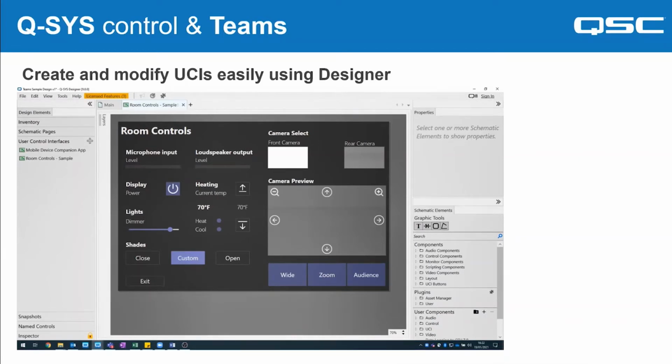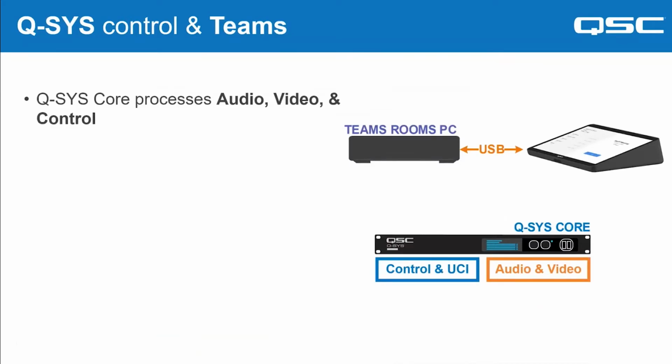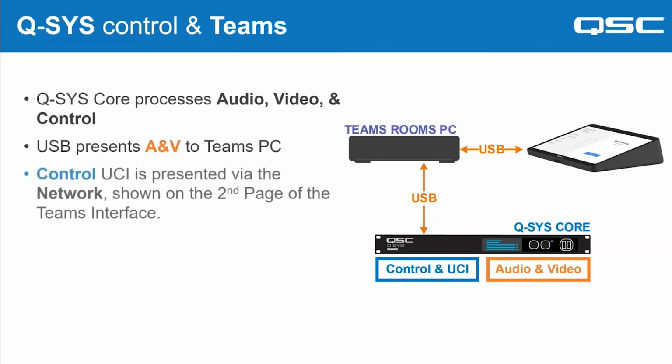Now, the way we deliver that to the PC is like this. Remember, the USB connection is going to be doing our audio and video to the PC. If we also connect the PC to our AV network, or this could be on the corporate network, then when we put the Teams Room's IP address into that Qsys design file, it's going to present that UCI on the second page of the Teams interface.